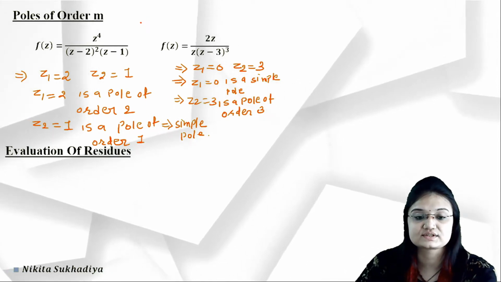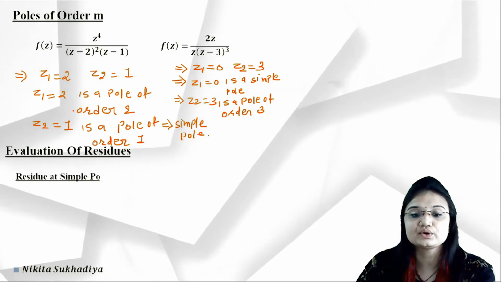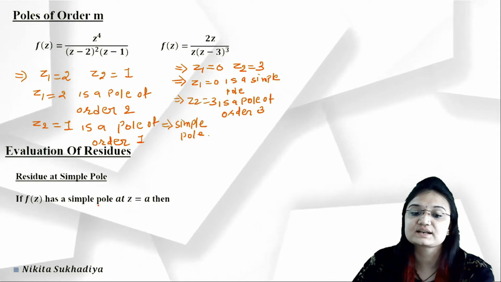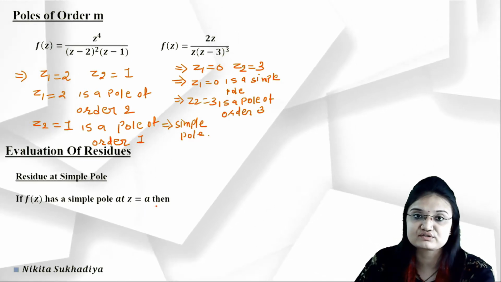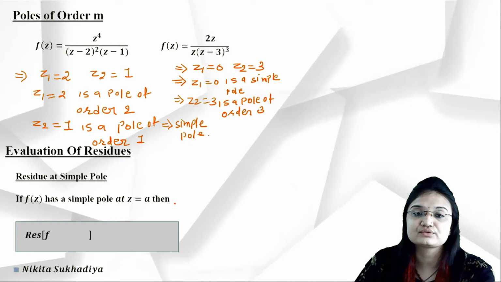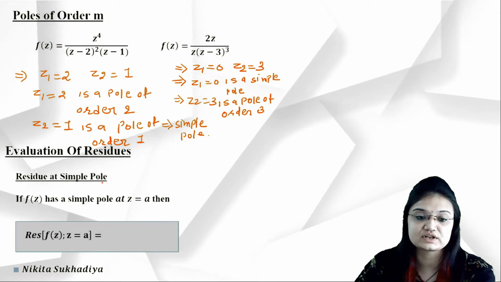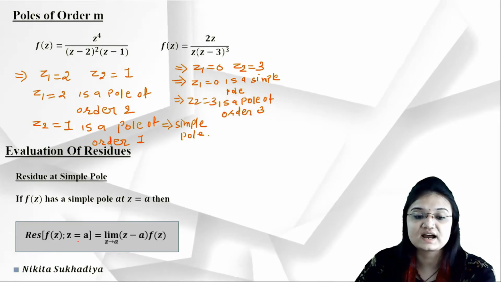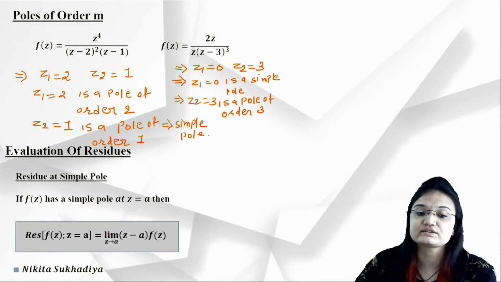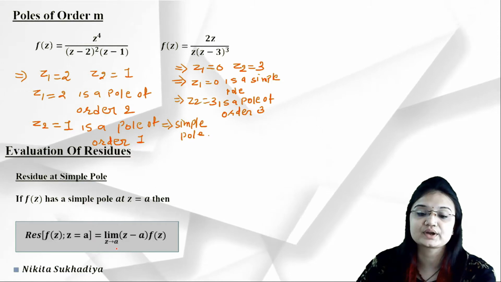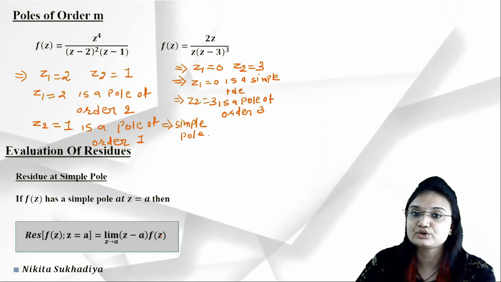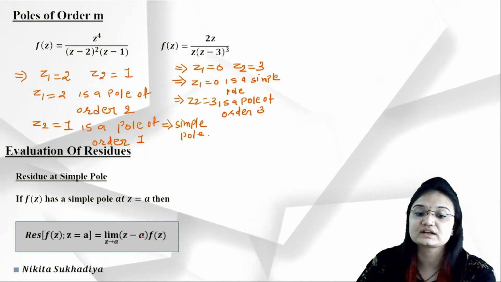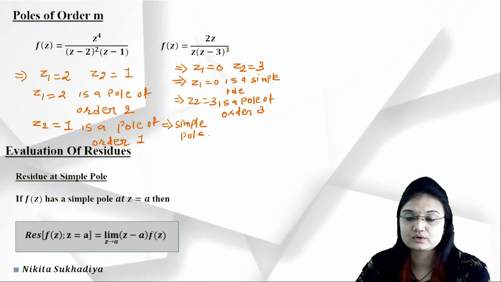Now let us understand how we evaluate the residues from any function f of z. So residue at a simple pole: if function f of z has a simple pole at z is equal to a, then we can find residue with the help of this, that is residue of function f of z at z is equal to a is equal to limit z tends to a of (z minus a) into function f of z, where a is a simple pole.